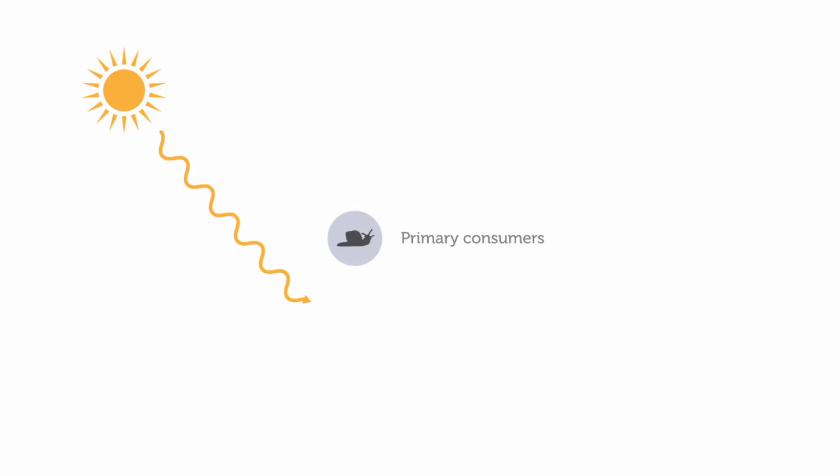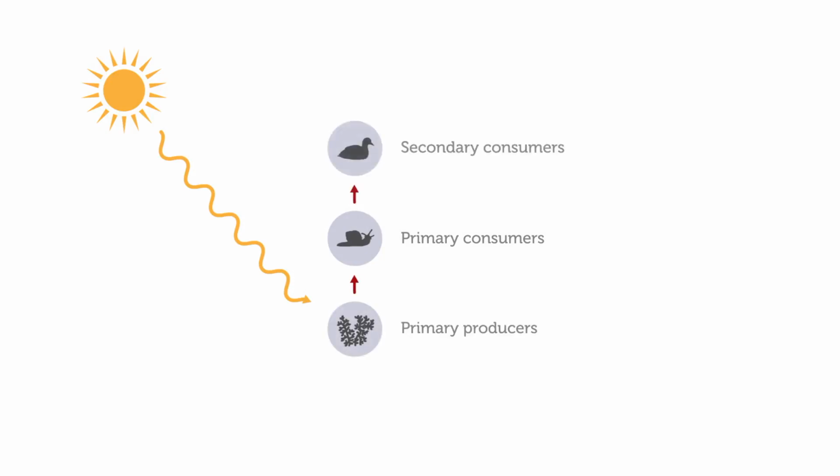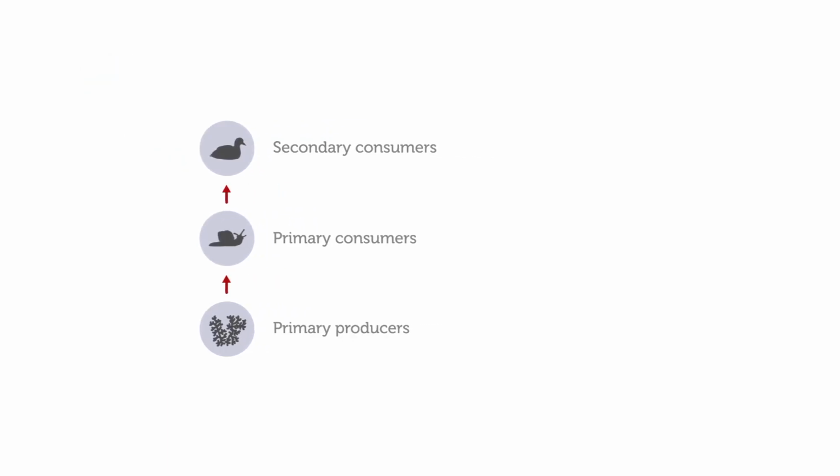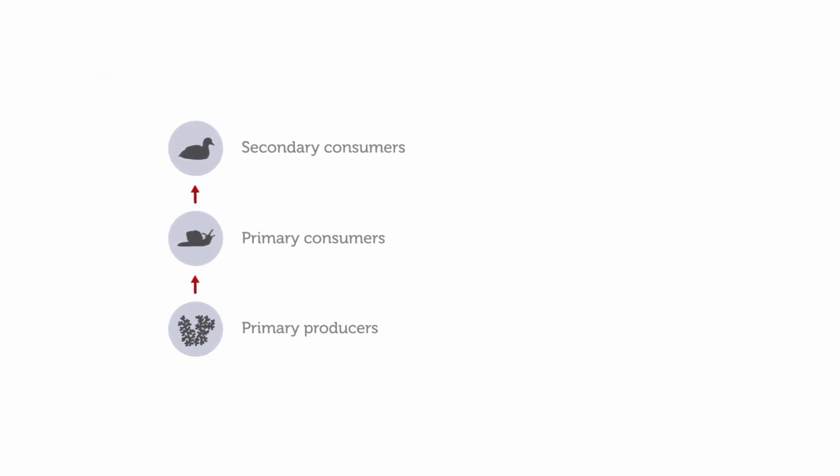Primary consumers access that energy by feeding on the plants, and secondary consumers, in turn, get their energy by feeding on the primary consumers. This is the start of a simple food chain. Biologists categorize the different stages in a food chain by trophic, or feeding level. So a food chain describes the feeding relationships in an ecosystem.